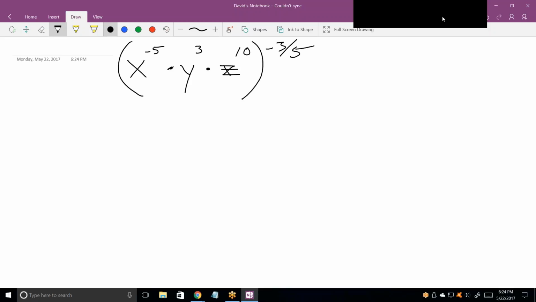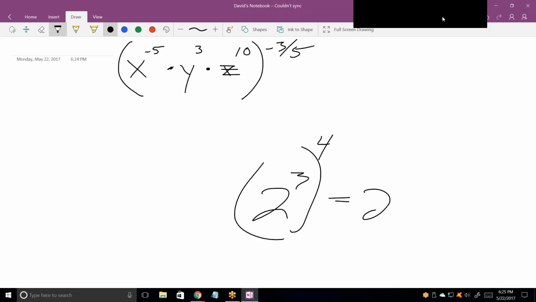What's the first step? Make x to the negative fifth 1 over x to the fifth? Probably not. No, I think that's going to complicate things. The best step is to apply the rule of exponents when you're doing double exponentiation. If I had 2 to the 3 and I took it to the 4th power, what would you do? You would multiply them, right? So do that here.